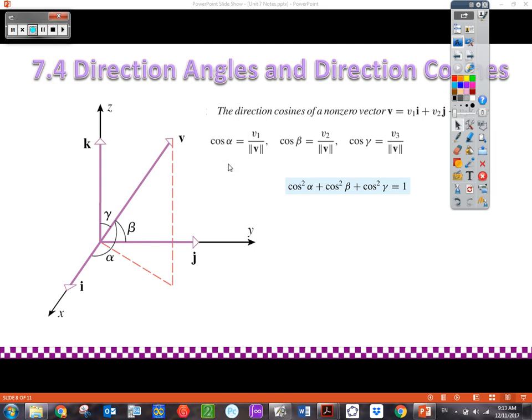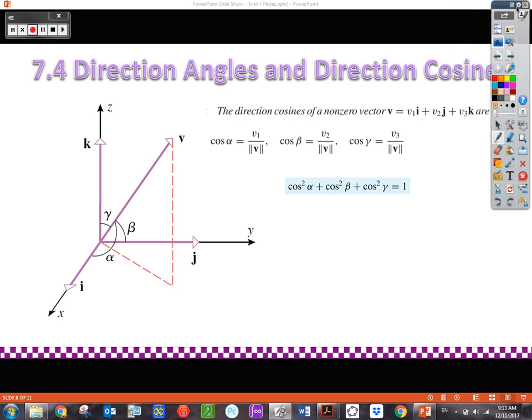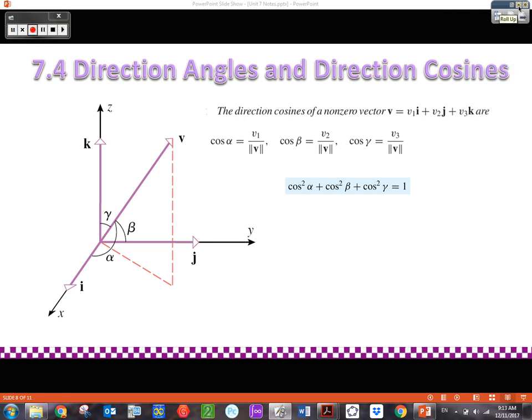Okay, let's take a look at today's lesson. What we're going to be looking at are direction angles and direction cosines. So when we're in 3 dimensions, there's more than one way to place a vector, just like when we're in 2 dimensions.